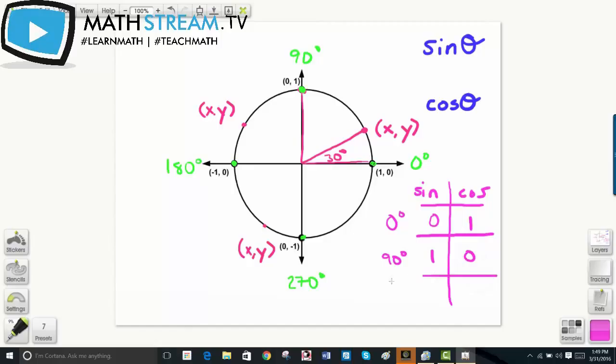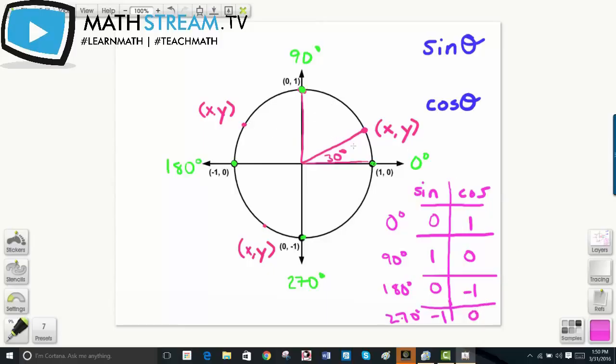If you do this for 180 degrees, you should find that the sine of 180 degrees is 0 and the cosine is -1. Hopefully by now you're starting to see a pattern emerge. And then if you do it for 270 degrees, you're going to find that the sine of 270 degrees is -1 and cosine is 0.